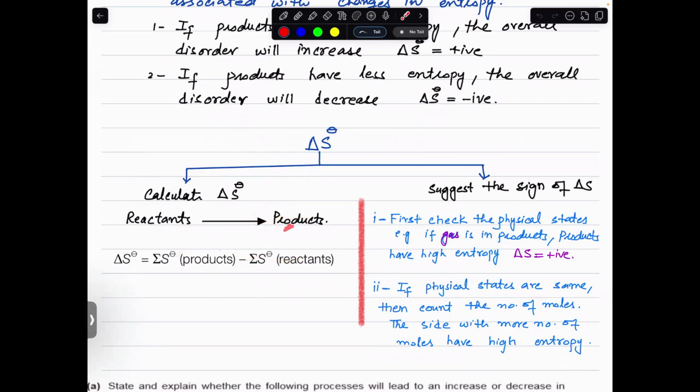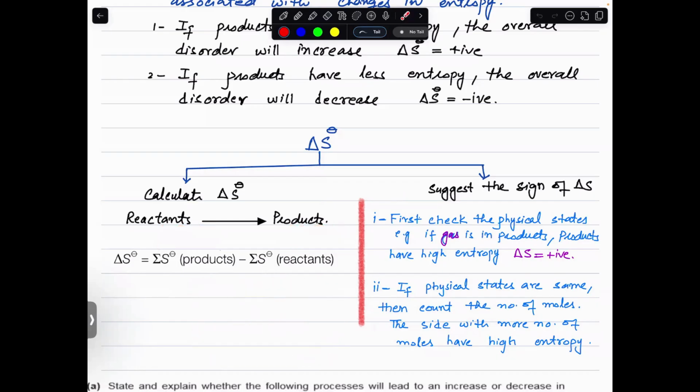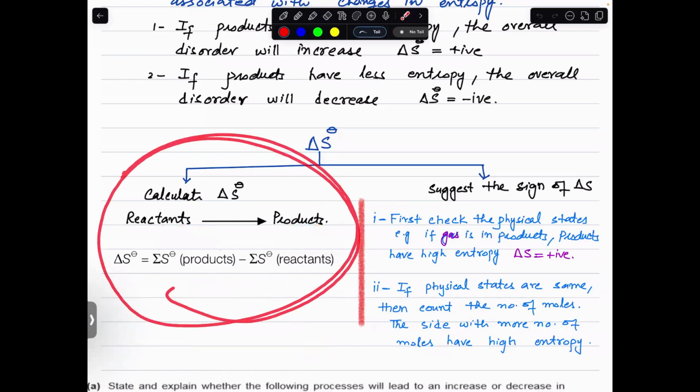Suppose the entropy of the product is 1000, and the reactant is 700. So is it increased? 1000 minus 700, increased by how much? 300. But if it is 1000 in the reactant, more chaos in the reactant, and 700 in the product, so 700 minus 1000, there is a decrease, minus 300 means decrease. The calculations are very, very easy.